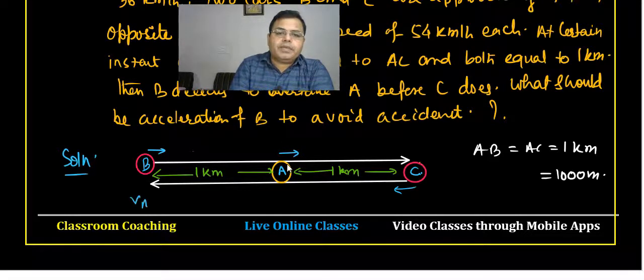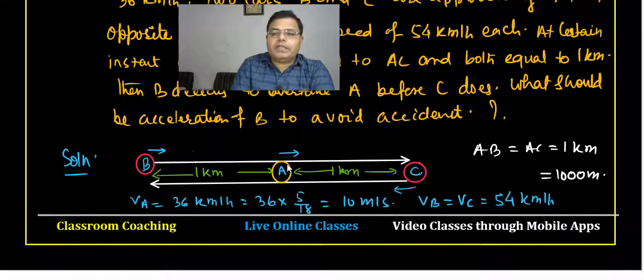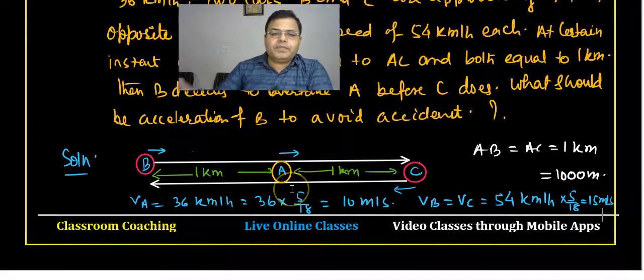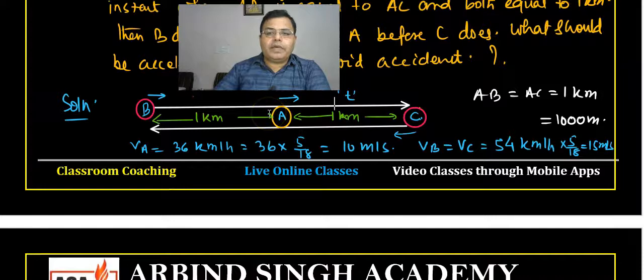Let VA represent the speed of A, that is 36 kilometer per hour, that is 36 into 5 by 18, which is 10 meter per second. And speed of B and speed of C is 54 kilometer per hour, that is 54 into 5 by 18, which is 15 meter per second. Now C is moving in this direction, A is moving in this direction. So 1 kilometer distance they will cover in T seconds. Suppose in T seconds C will approach A.